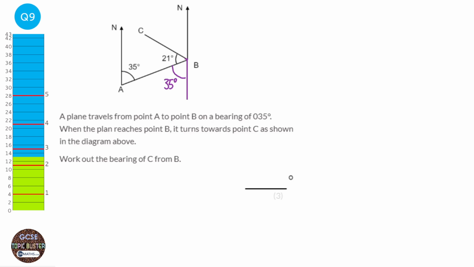The question asks to find the bearing of C from B. So we're at B and we're finding the angle that C makes from north going clockwise. Well, it's going to be this angle here we're looking for, and we already know what this side is, which is 180 degrees because it's a straight line. We've got the 35 degrees there, and we've got the 21 degrees. So it's going to be 180 plus 21 plus 35, it doesn't matter which order we add them, which will equal 236 degrees.